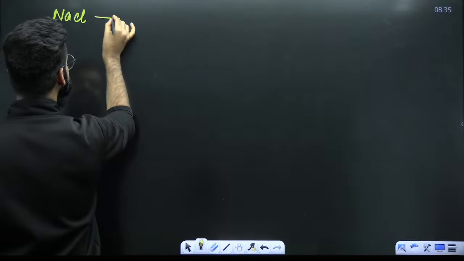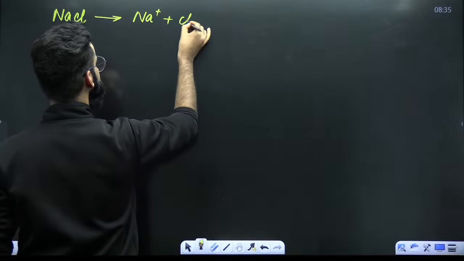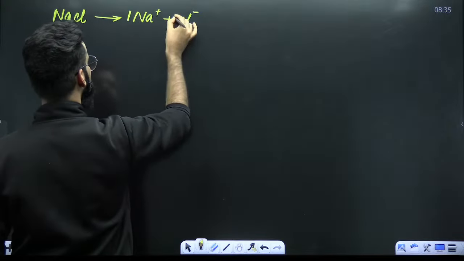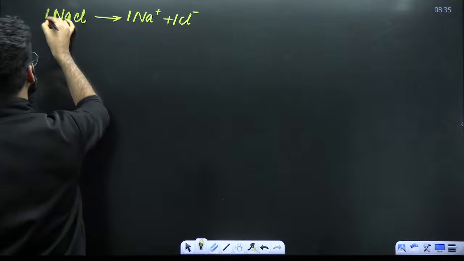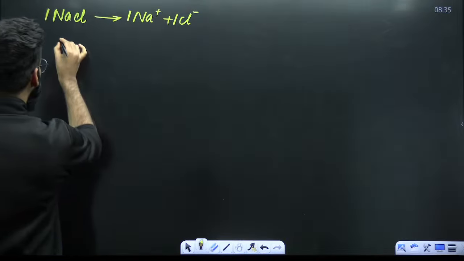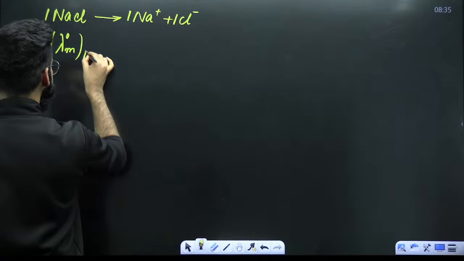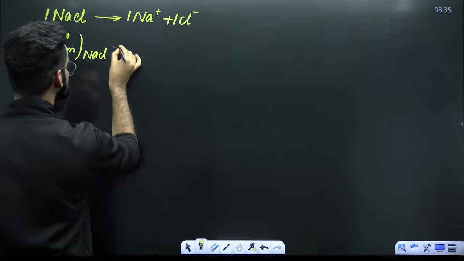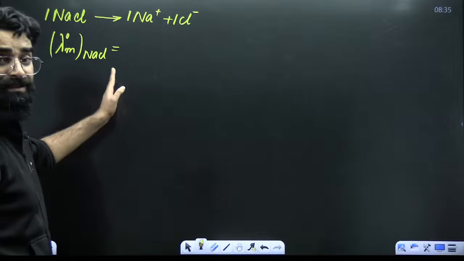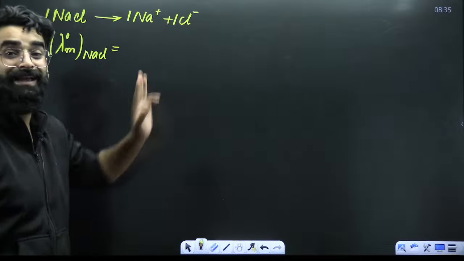First of all, how would this NaCl have got dissociated? It would have got dissociated as Na positive plus Cl negative. Stoichiometric coefficient here is 1, and here it is 1. Perfect. Now, Kohlrausch's law says that the molar conductivity of this NaCl, for example, at infinite dilution is the sum of conductivities of its ions, basically.